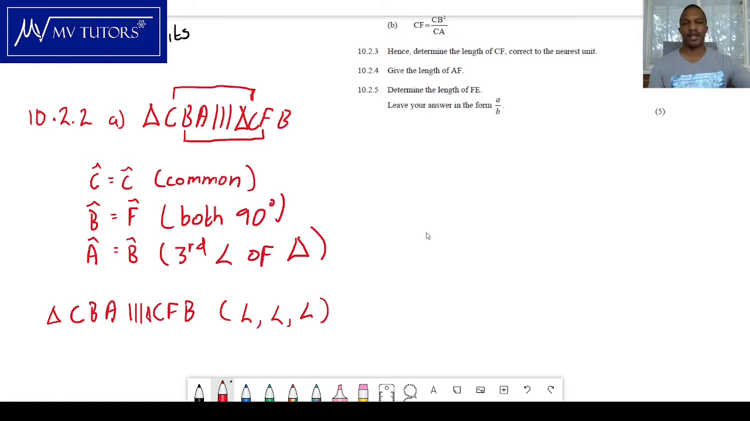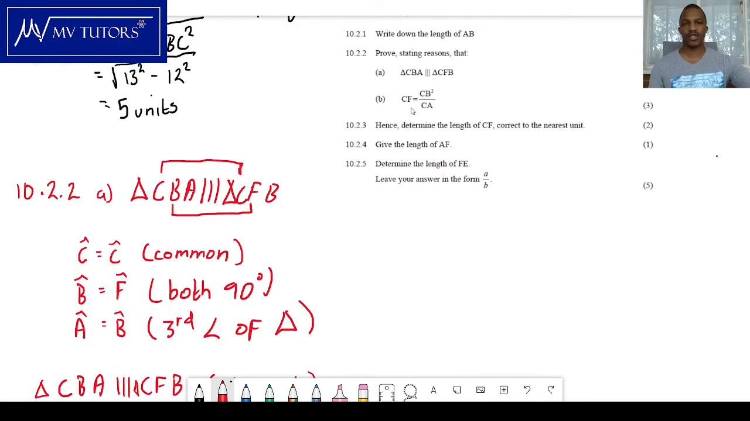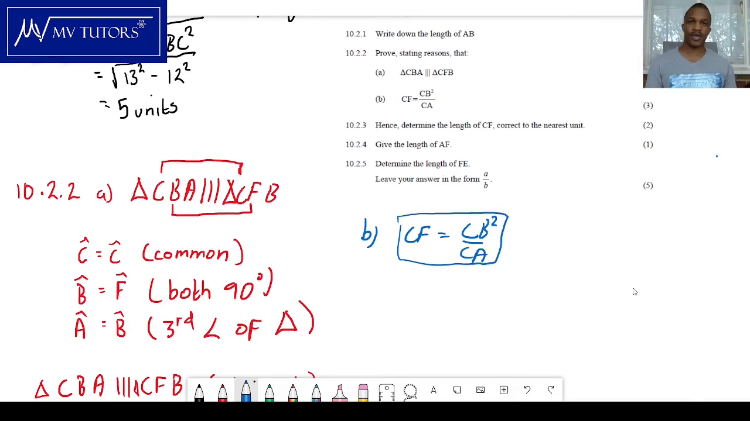Now let's go to the next question. The next question says CF is equal to CB squared over CA. Let me just write this down. This is now part B. We want to prove that CF is equal to CB squared divided by CA. That's what we are working towards.